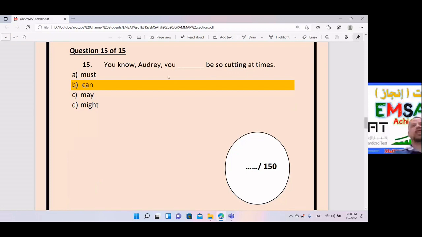Okay, so, Audrey, you can, not you must, because it's bad advice to be cutting at times. But I cannot say must, and I cannot say may or might. I have to say can. You can be so cutting at times, because it's a present statement about you. That is the key word for the answer.